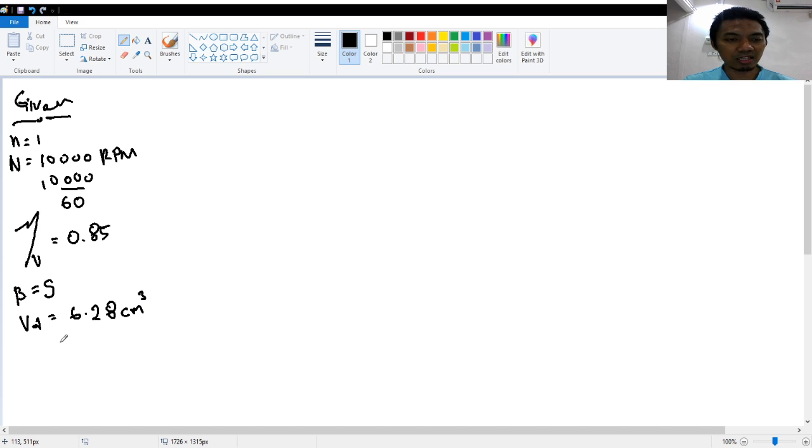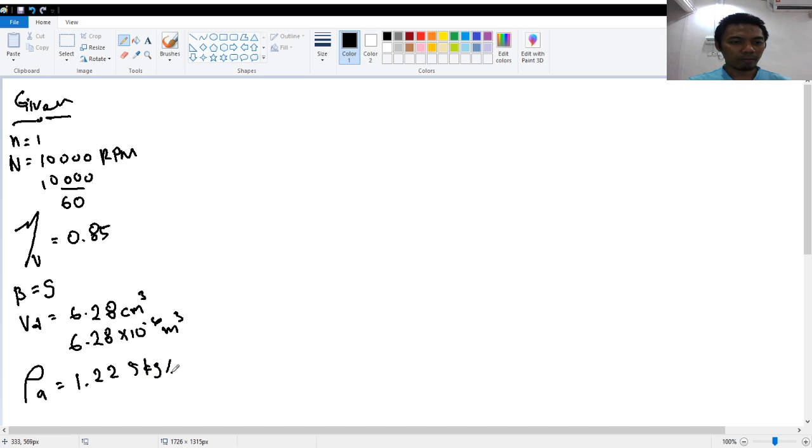You need to change it to meter cube, not centimeter cube. How to change it? Just put an extra at the end of your number, -6 m³. Just remember that it's always -6 for cm³ to m³. And then what else? The density of air given is 1.225 kg/m³.